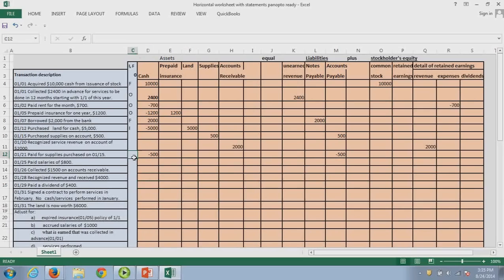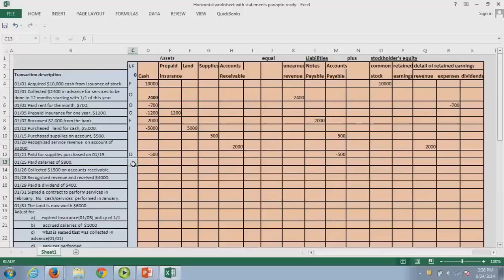And certainly buying supplies is part of the day-to-day running the business. It's really a prepaid account, so it will be operating. Most of the assets go into investing, but not prepaids, which include supplies, prepaid insurance, prepaid maintenance. But land and buildings go into investing, equipment, and so forth.